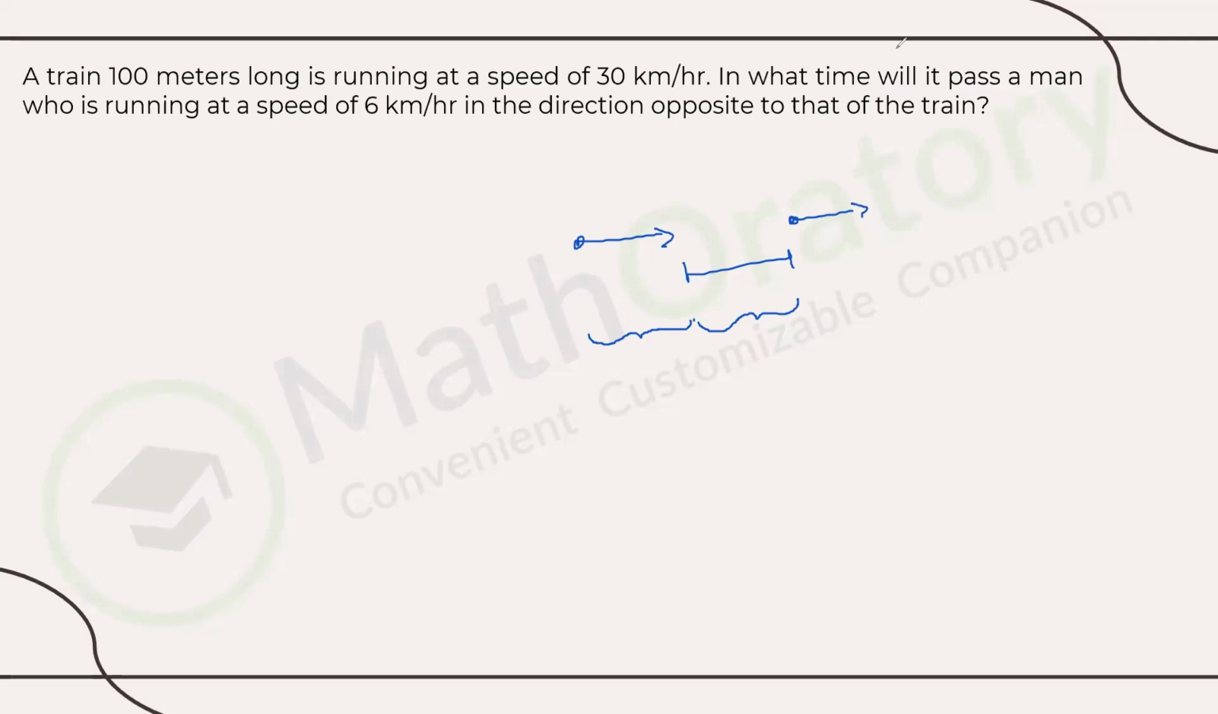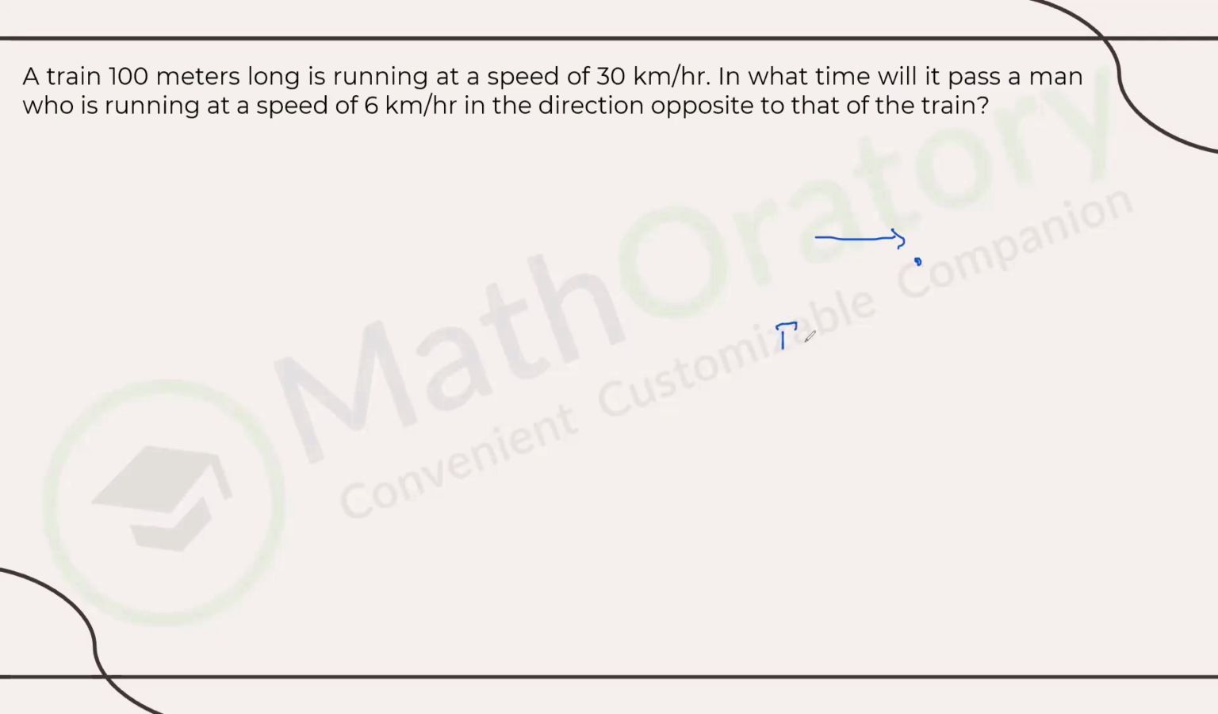So in this case, as I said, if it's a man, you can just consider it to be a point. If it's a pole, again, just consider it to be a point. And don't worry about whether the man is moving or stationary. If the man is moving, we'll simply consider relative speed. If you understand the basic concept of relative speed, this is what it is. So when you have relative speed, it is the relative distance. So the relative distance is the sum of the lengths of the two objects.